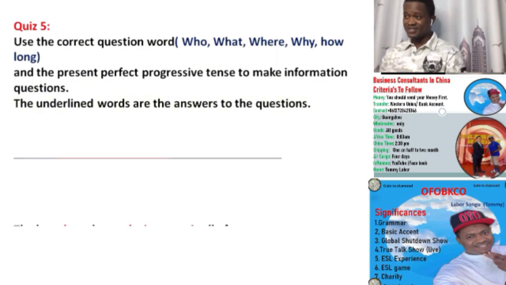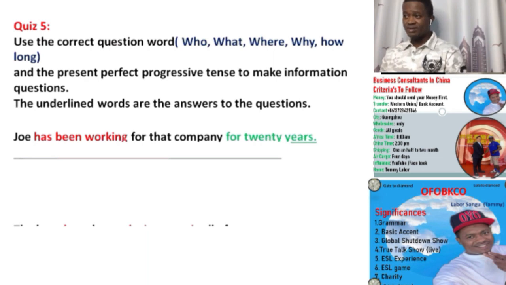The underlined words are the answers to the questions. So we're going to use these WH questions to ask the question, and the answer should be the underlined words. All right? So let's see an example here.